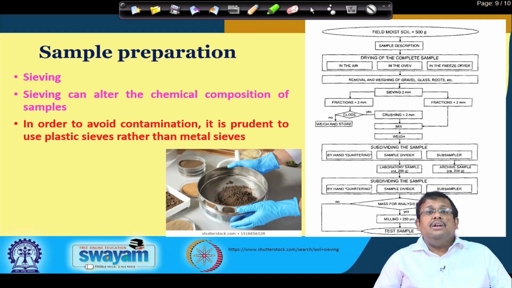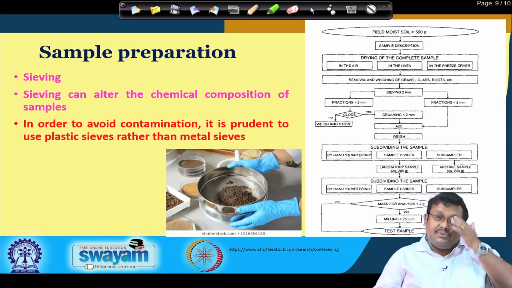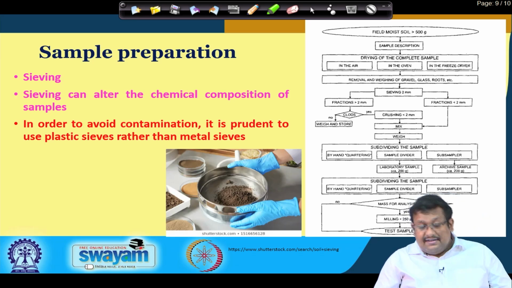Now, sieving can alter the chemical composition of the samples also. Remember that in order to avoid contamination, it is prudent to use plastic sieves rather than metal sieves, although metal sieves are more hardy than plastic sieves. However, in case of plastic, there is no chance of contamination from the metals which are present in the metal sieves. So, this is an important point you should consider while sieving the samples.